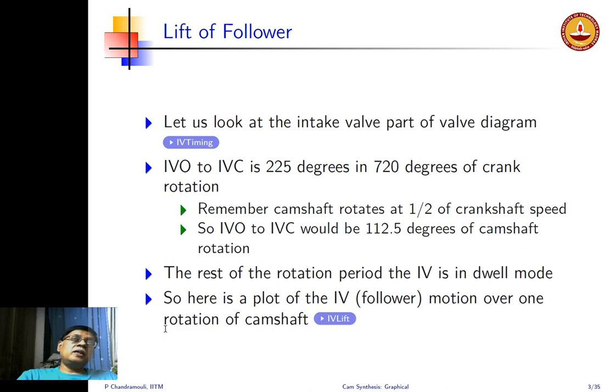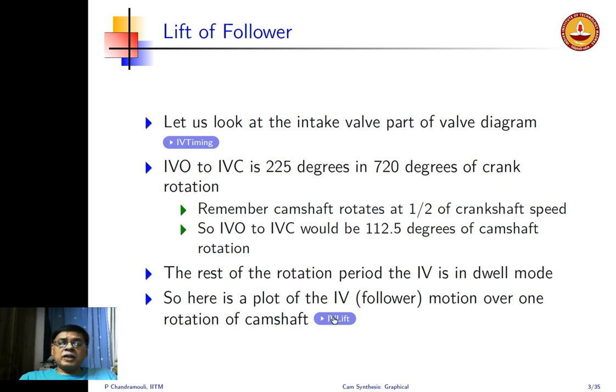So let's look at the inlet intake valve. You know that the open to close is basically 112.5 degrees, and then after that it remains closed till the end of the cam rotation, and then again the cycle will repeat. So intake valve opening to intake valve closing is 225 degrees in 720 degrees of crank rotation. Since the camshaft is rotating at half the speed of the crankshaft, the IVO to IVC will be 112.5 degrees of camshaft rotation. So for the rest of the rotation period, the intake valve is basically in a dwell mode.